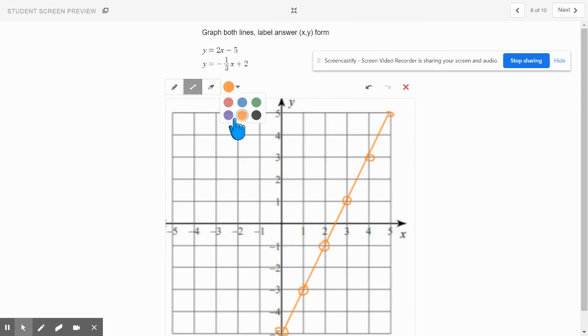Now let's go ahead and do the other one. So this one, we'll just do it in blue. We're going to start at +2. +2 is right here. All right, now we're going to go down 1 over 3. Down 1 over 3. Huh, interesting. Now, could I go down 1 over 3 again? Yeah, but it'd be off the graph.